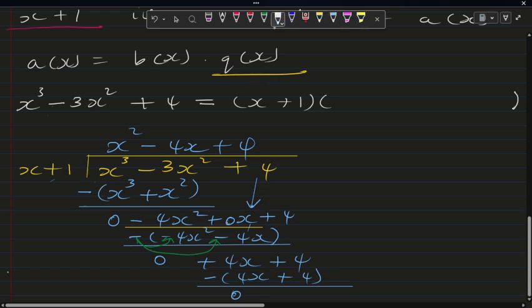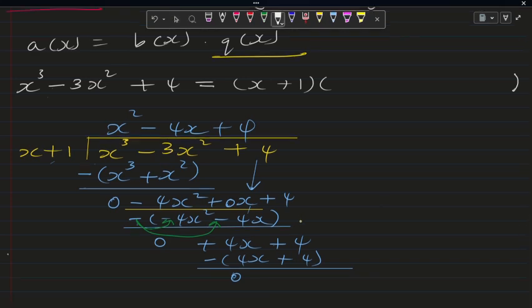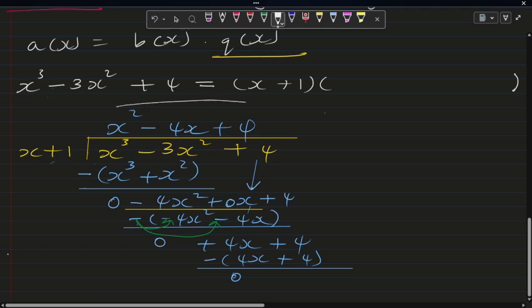And this is good news because before we started the division process, we already established via the factor theorem that x plus 1 is a factor of a of x. So because x plus 1 is a factor, we are expecting for us to get a remainder that is equal to 0, or we are not expecting any remainder. Okay, so this confirms that we performed our operations accurately. Okay, so we are happy about that.